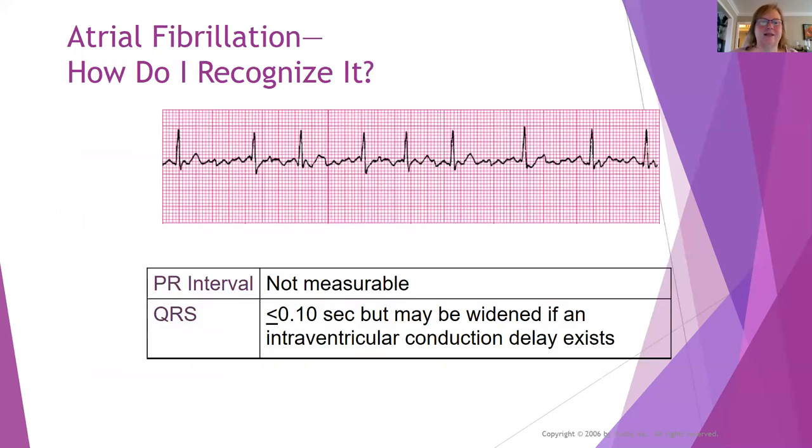So how do you recognize it? I know you know this. We're looking for a P wave. We don't see any P waves. So no recognizable P waves. We see all that junk. When we try to measure a PR interval, we've got no P waves, and there's no PR interval.